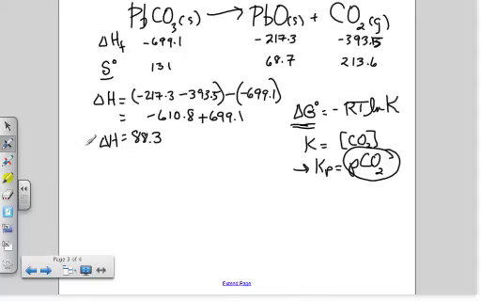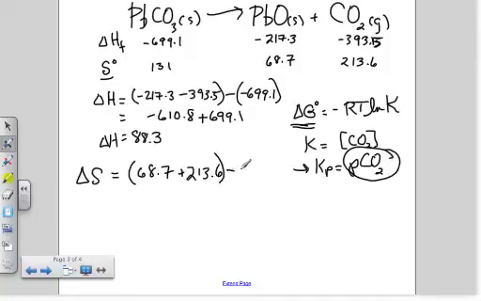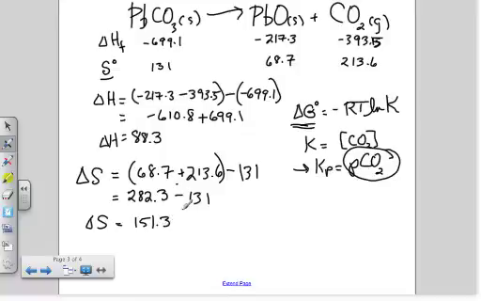Let's extend our page. Delta S, we're going to take those entropy values, products minus reactants, so 68.7 plus the 213.6, minus the 131. That is equal to 282.3 in the parentheses minus 131. So my delta S is equal to 151.3. It's positive, and that makes sense. We're increasing entropy by taking a solid and breaking it down into a solid and a gas.